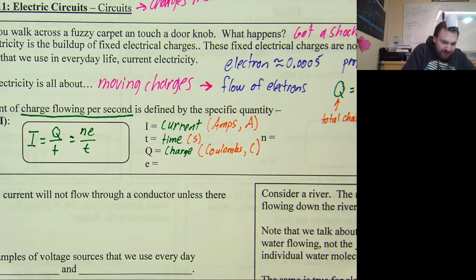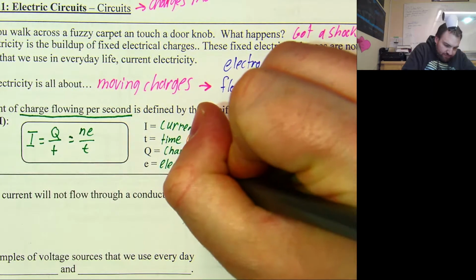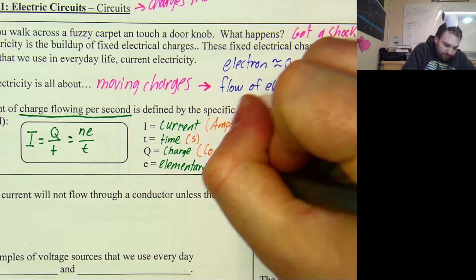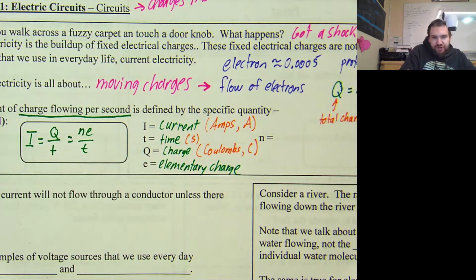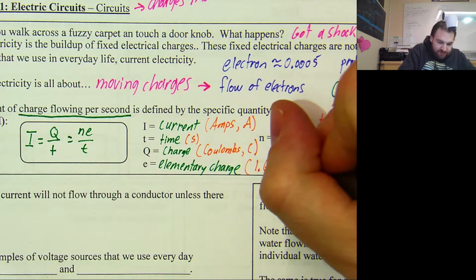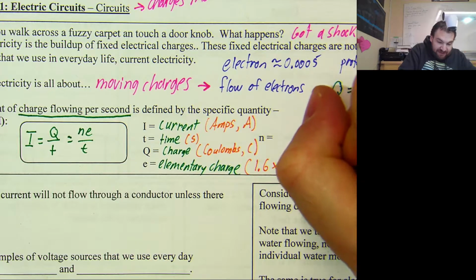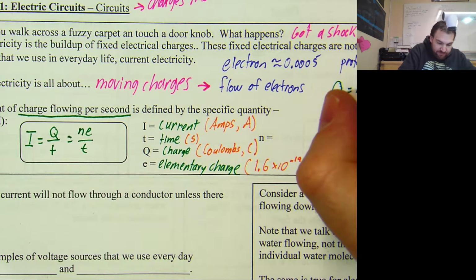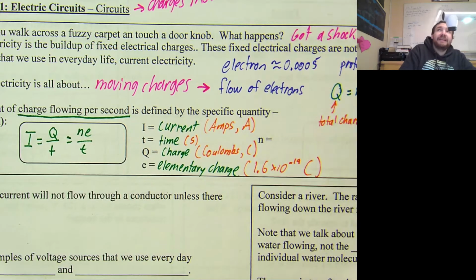E is the elementary charge. Measured, well, I'll give you the value for that. The elementary charge is 1.6 times 10 to the negative 19 coulombs. That is the amount of electric charge held by one electron. Interestingly enough, it's also the amount of charge held by a single proton. The amount of charge an object holds has nothing to do with its mass.